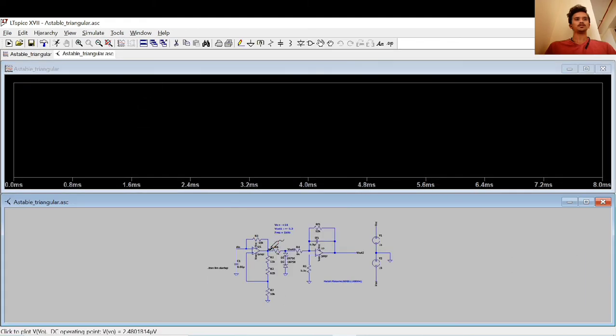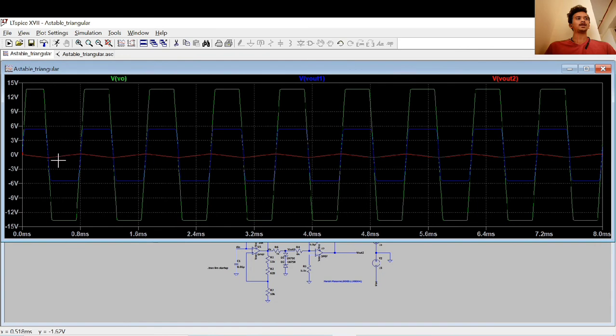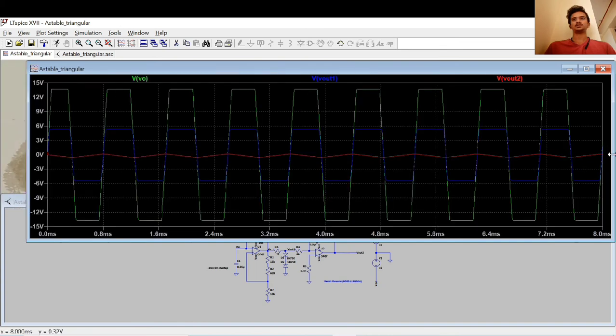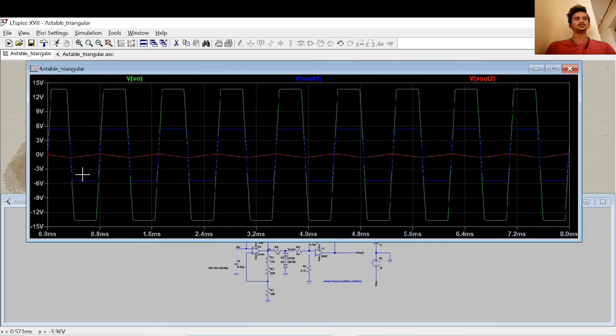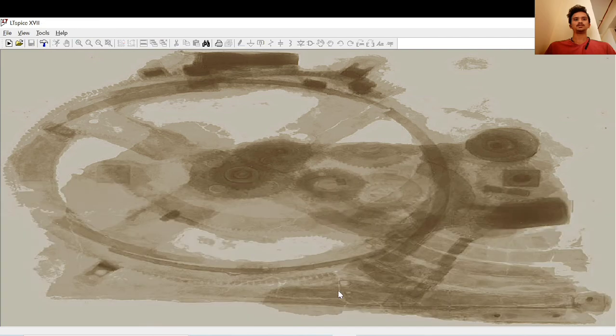So here my Vo will be the saturation voltage. Vout1 I am clamping to plus minus 5.3 volts, and then at the output I get a triangular waveform. This triangular waveform has very little amplitude as I am providing the higher frequency. So in this fashion I will get the triangular waveform. Now we'll move to the next application, that is the sawtooth generator.